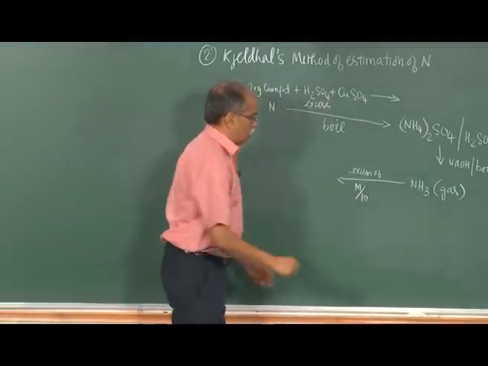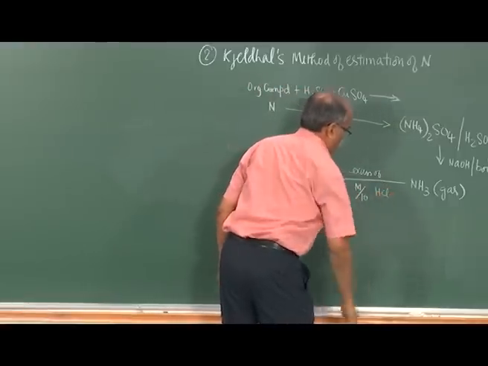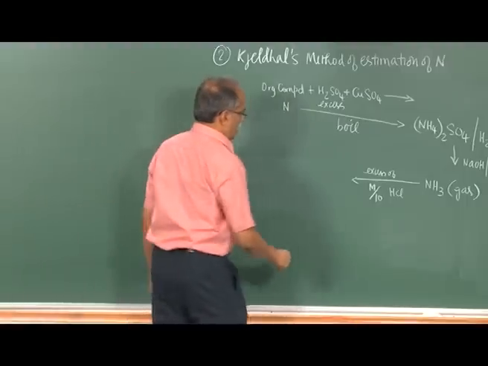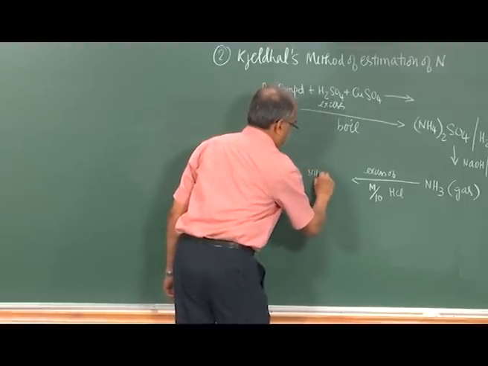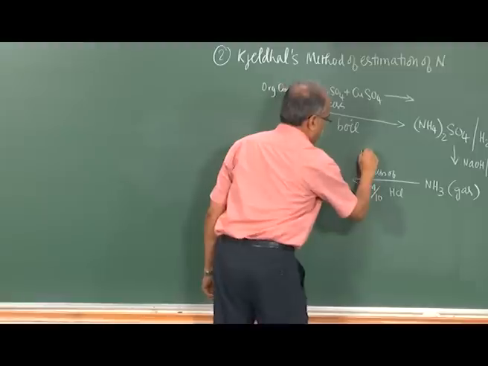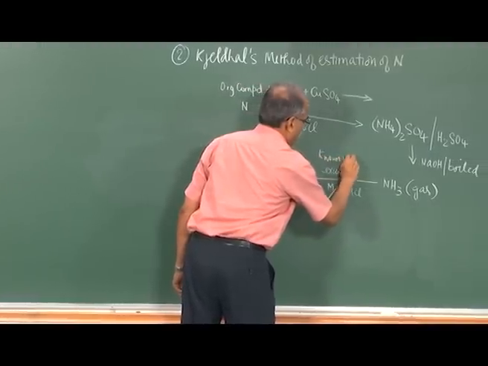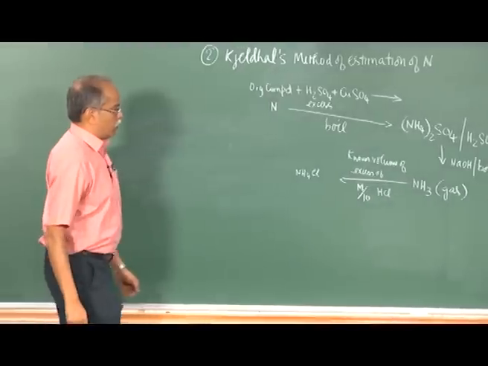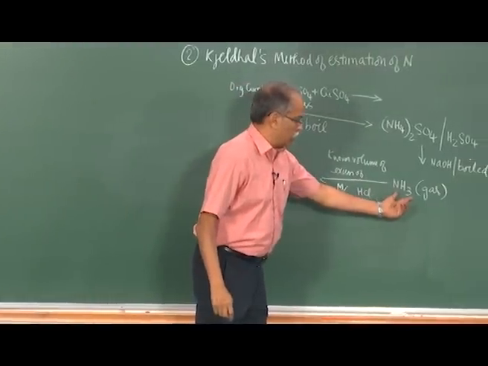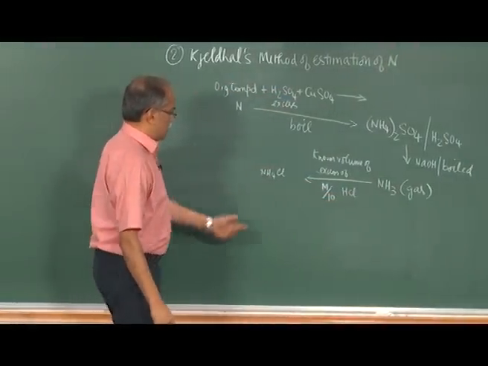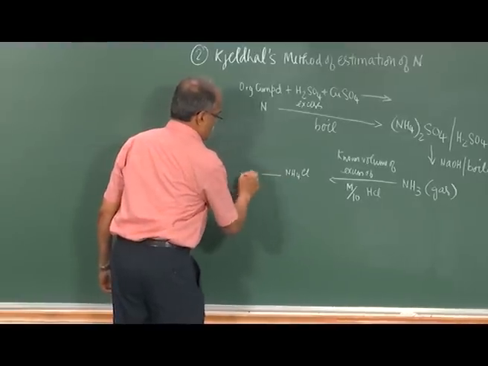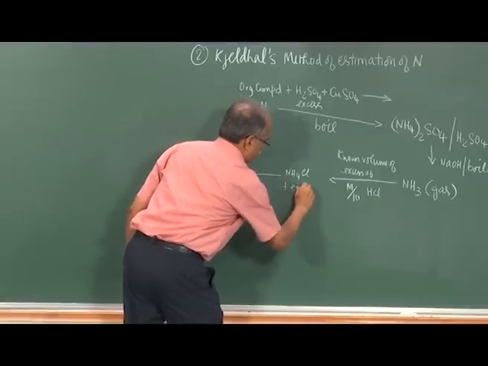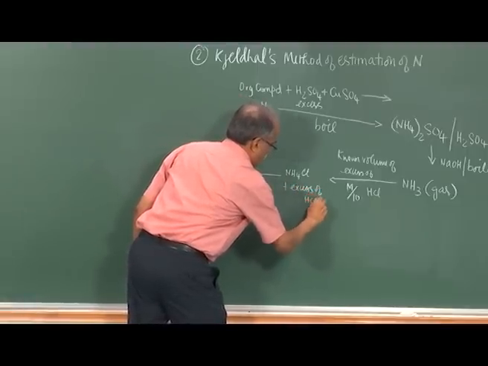A 0.1 molar solution of hydrochloric acid is used in order to absorb the ammonia, upon which the ammonia forms ammonium chloride. Since a known volume of more than what is necessary for neutralizing the required amount of ammonia is taken, there will be excess hydrochloric acid. This is essentially a titrimetric method. Ammonium chloride is formed, plus excess HCl will be present here.